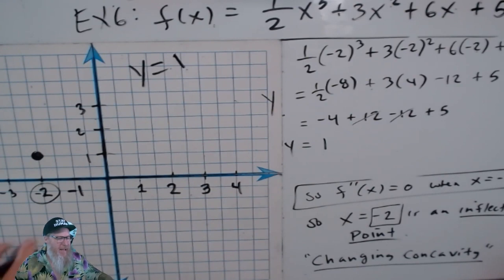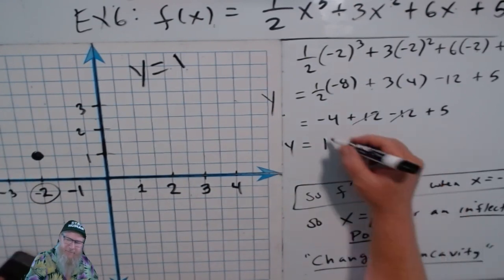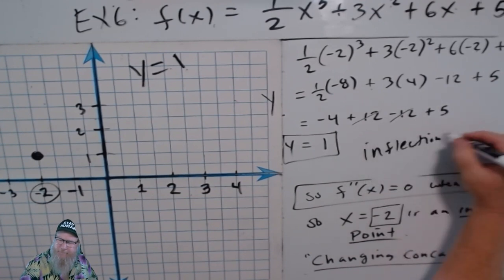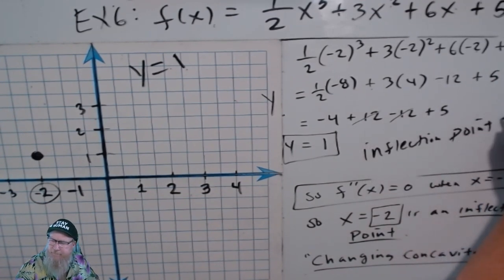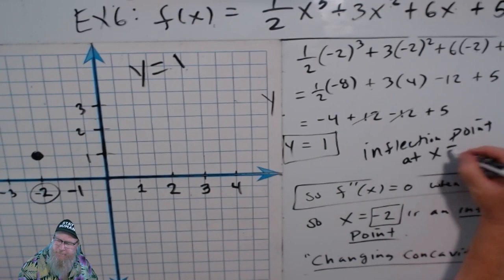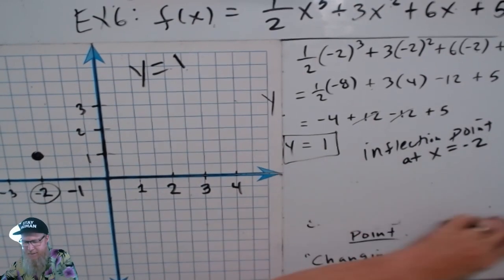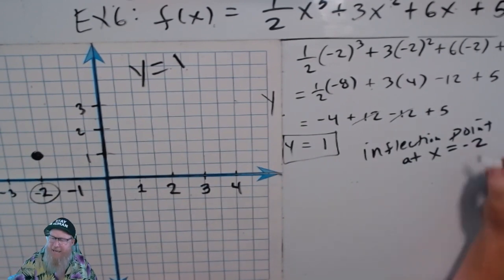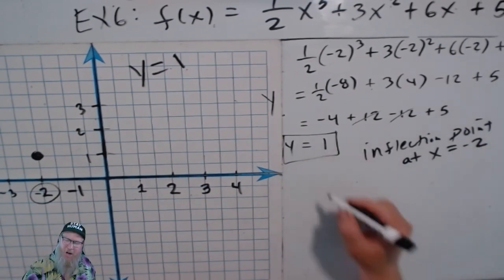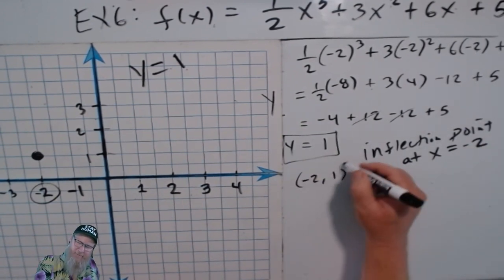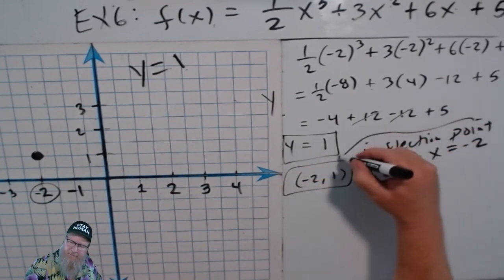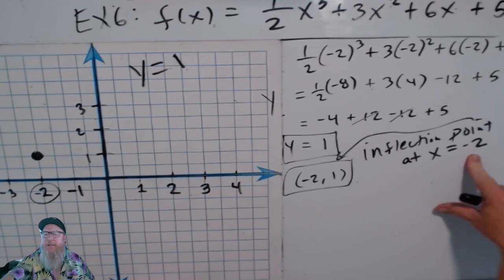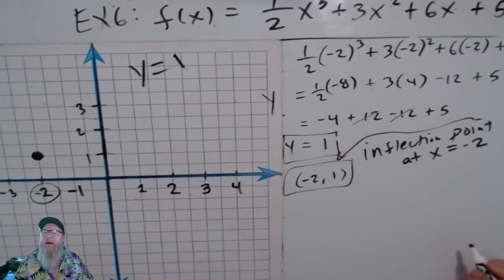All right, so that is the inflection point. And if I really wanted to be precise, I would say the inflection point is negative 2, comma 1. Or I could say the inflection point is at negative 2 and y equals 1.